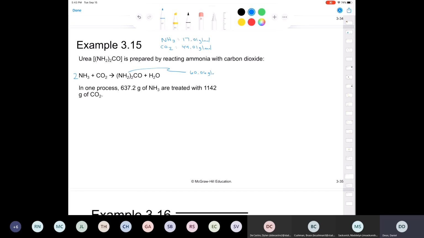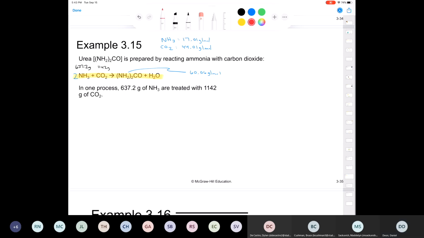Urea is 60.06 grams per mole. So we're going to need all of these, and we're also going to need our balanced equation. We're going to do 2 sets of calculations here. We're going to start with our ammonia, and again, we have 637.2 grams of ammonia, and we have 1,142 grams of carbon dioxide. So let's start with our ammonia.